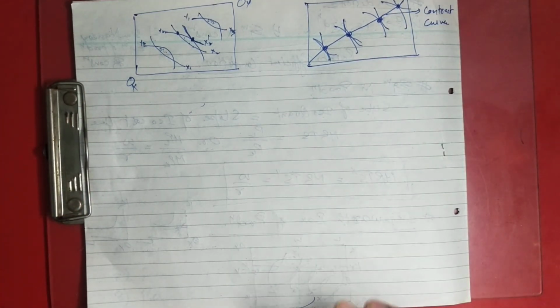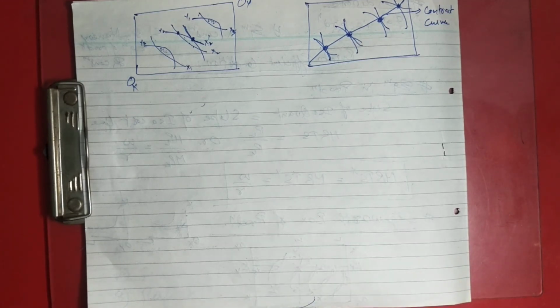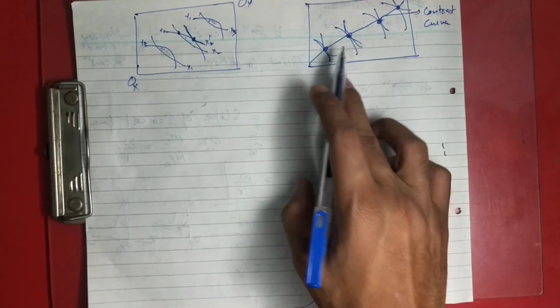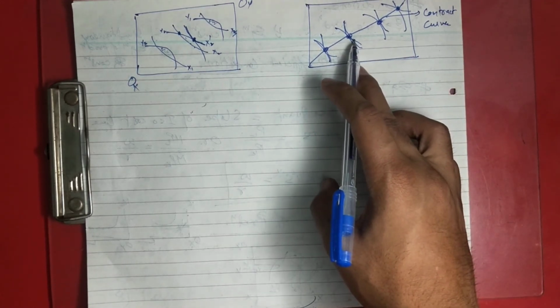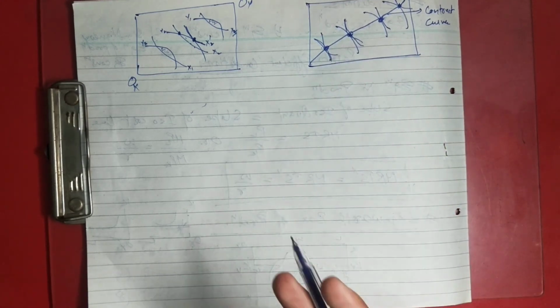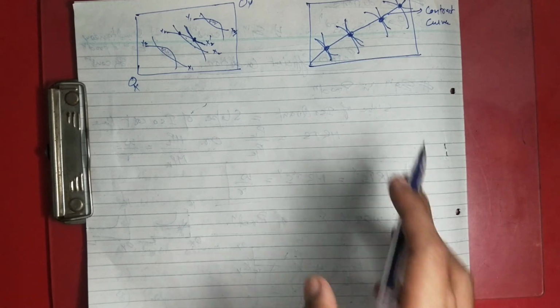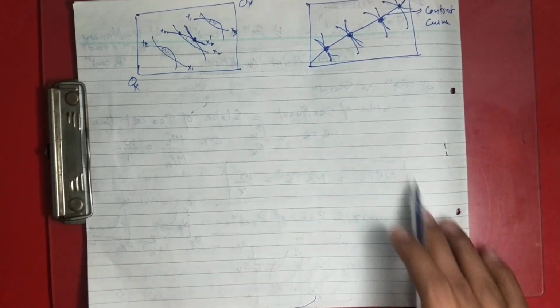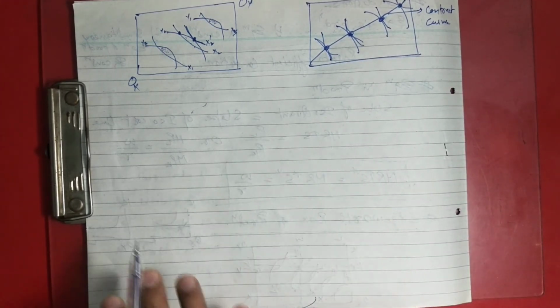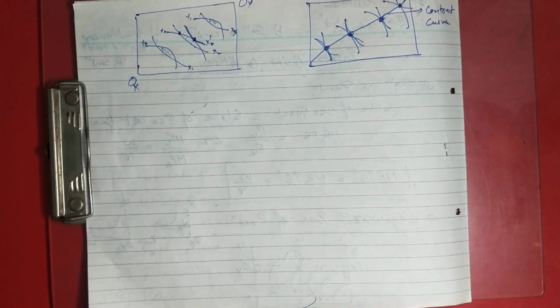So what is the contract curve? The locus of points of tangency of the x and y isoquants, as you can see, is called the contract curve. This is basically the locus of the Pareto efficient combinations of labor and capital between the firms.